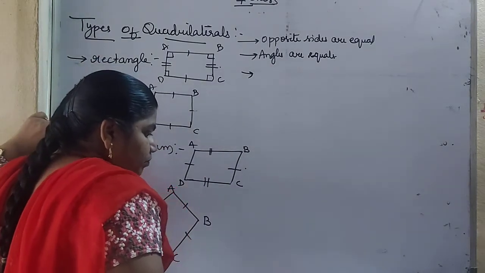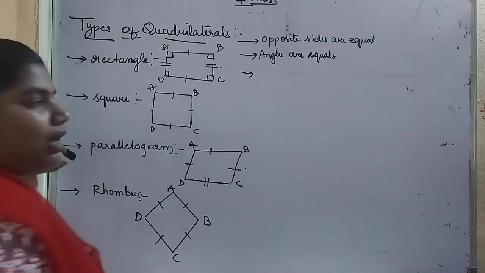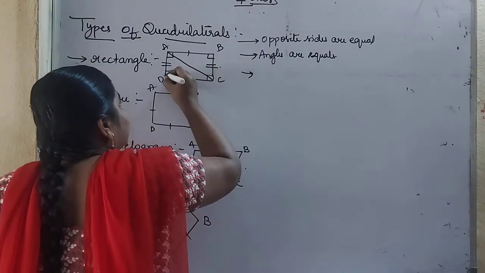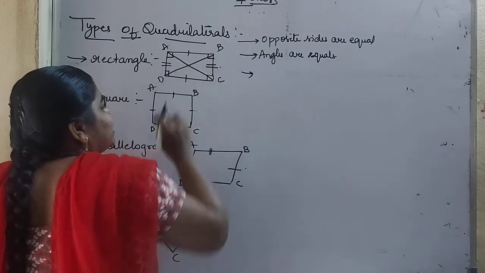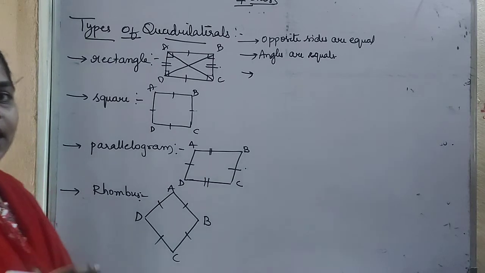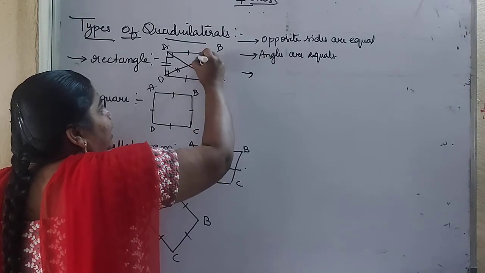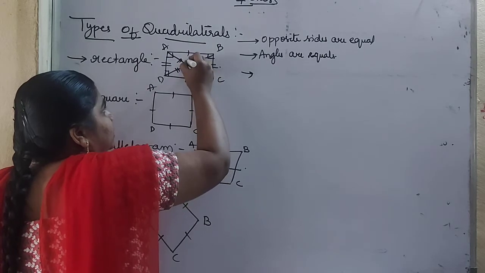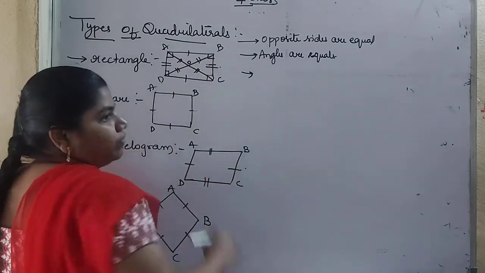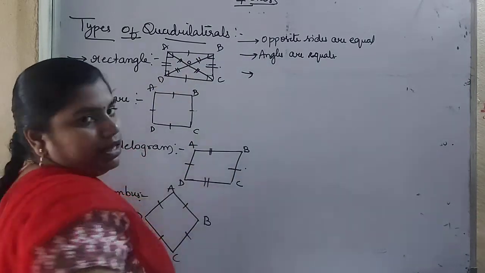And next in a rectangle, diagonals bisect one another. So what do we mean by diagonals? If you join these opposite vertices, these two are called diagonals and always the lengths of the diagonals will be equal and they will bisect each other. Bisect is nothing but the lengths of these two parts will always be equal. So if you see this, OA length and OC length will be equal. In the same way OD length and OB length will be equal.